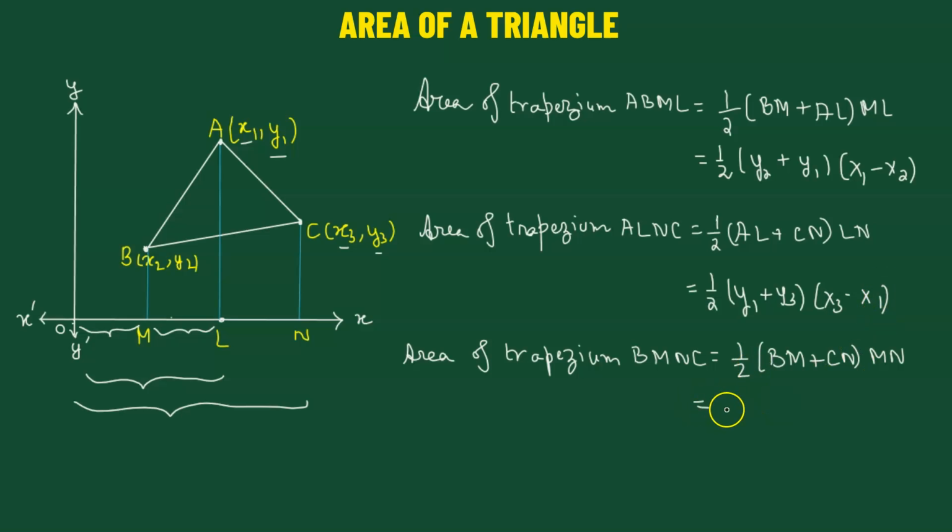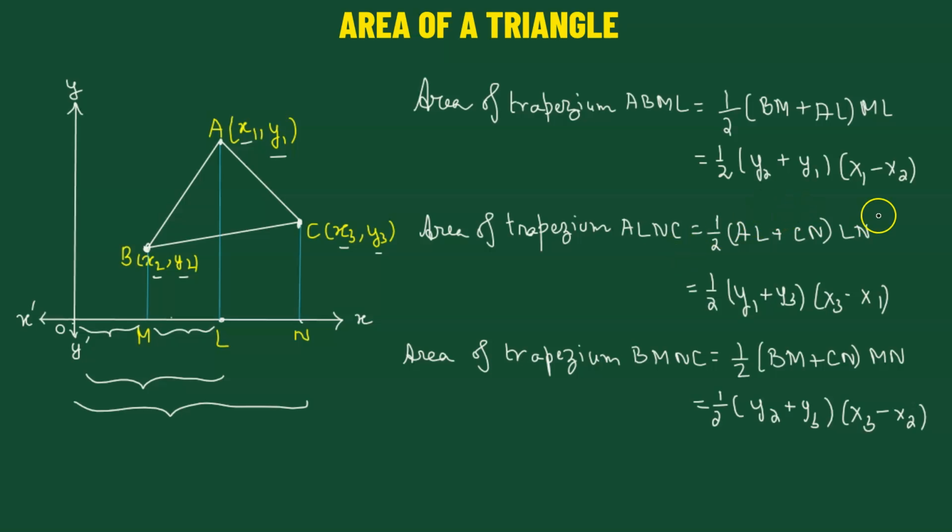And then coming to the area of trapezium BMNC, we have half multiplied to BM. So BM, that's the height of point B, which is the y coordinate. We have y2. Added to CN, height of point C, that's going to be the y coordinate, y3. Now we need MN. So MN will take the entire distance from point O till N, which is the x coordinate, that's x3. And from here, we're going to subtract OM. So OM will be the distance of M from the origin, which is nothing but the x coordinate, x2. So we have x3 minus x2.